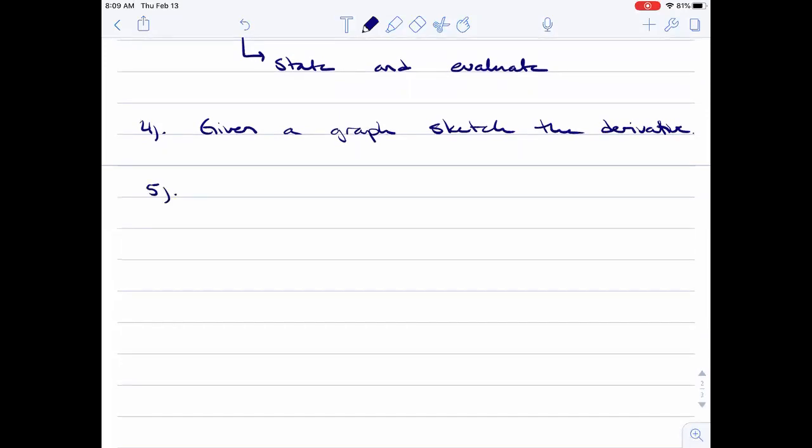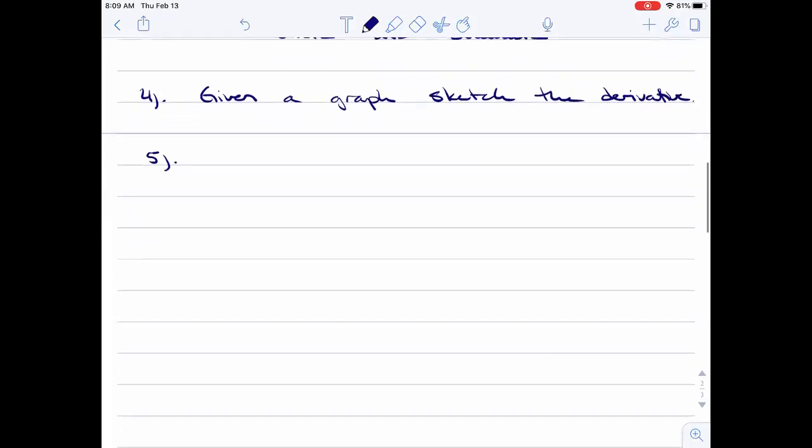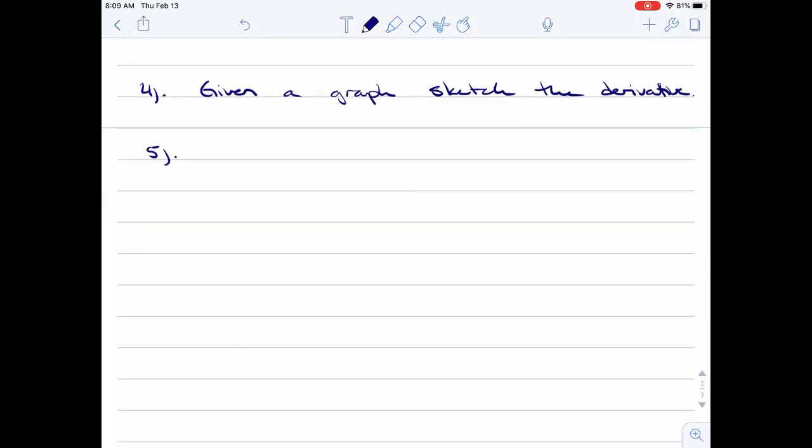Question 5 is just going to be to state the product rule, the quotient rule, and the chain rule, which we're about to do today, using prime notation. So we don't have to use those differential operators. So state the product, quotient, and chain rule.